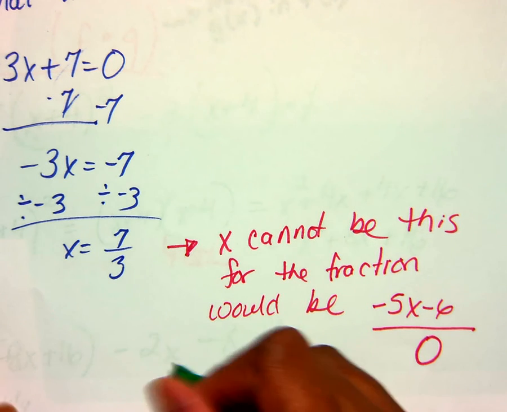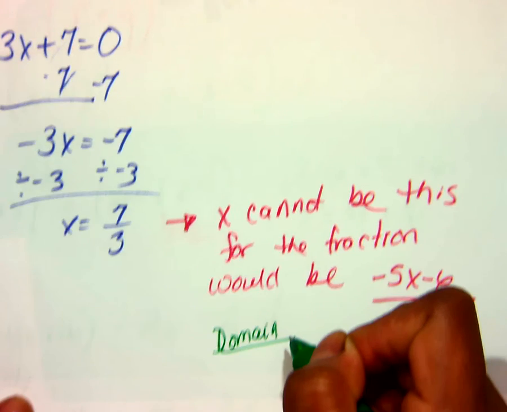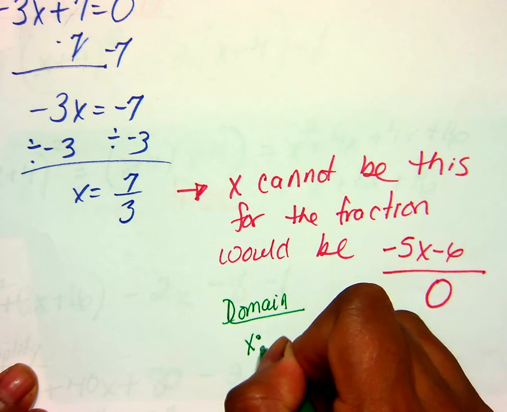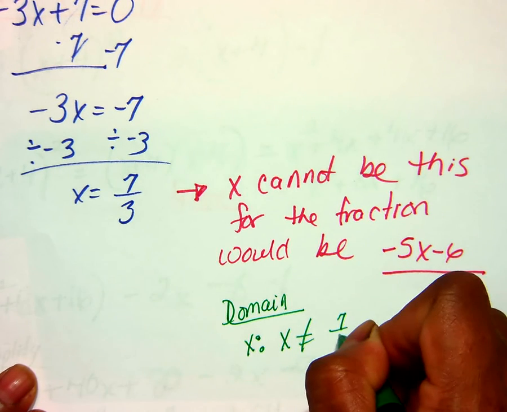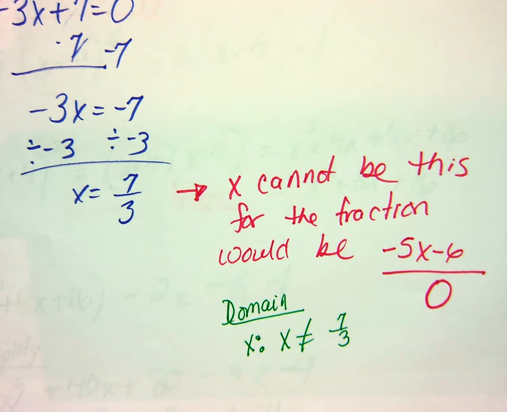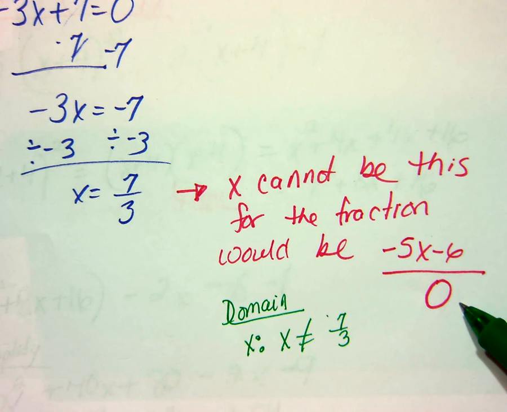So, for your domain, and I'm going to write it a little bit differently, you know that x cannot equal 7 over 3. They just want you to write that properly out. We ain't worried about that. We just know that it cannot be 7 over 3 because then you're going to say that you got this many parts of nothing. Nobody wants nothing.